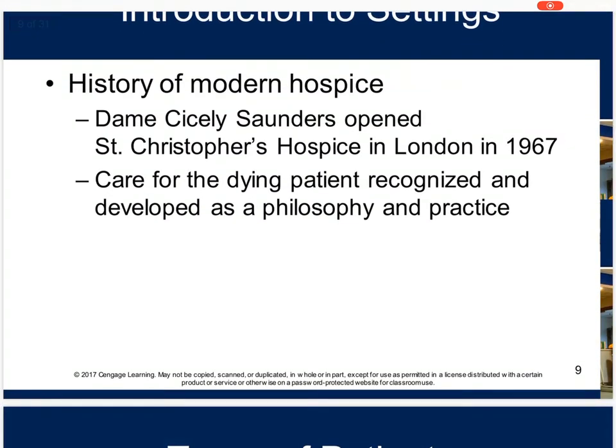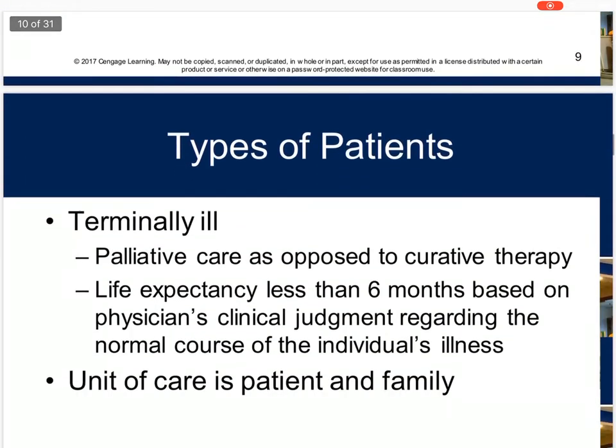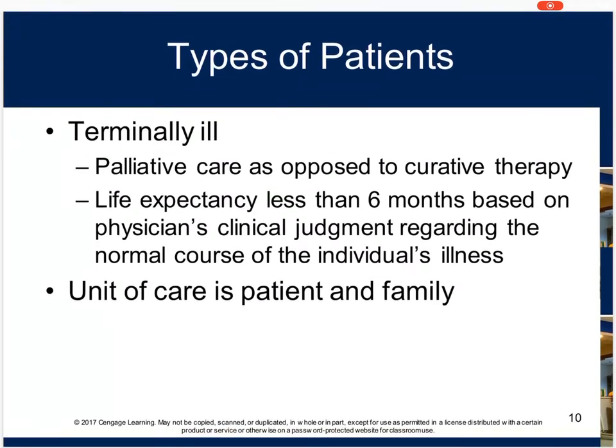Now, hospice can provide care in 1, a patient's place of residence, so they can be in their own home. 2, hospice facilities owned and operated by the hospice. Or 3, hospice units or wings that are part of your hospitals or your nursing homes.